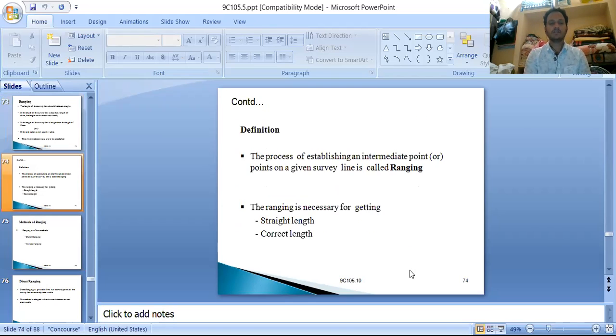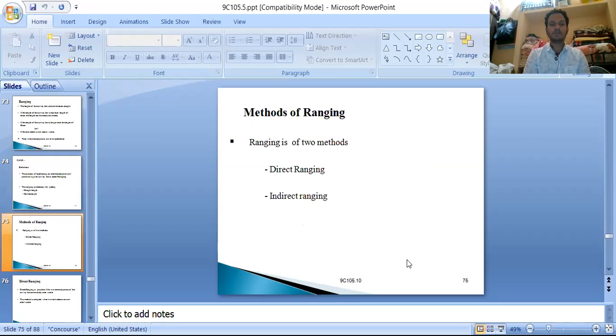So the definition is something like this. The process of establishing intermediate points on a chain line is called ranging. Here we establish different intermediate points on a chain line which serve to keep the chain line straight. Ranging is necessary for getting a straight and correct line. We have different methods of ranging: direct ranging and indirect ranging.